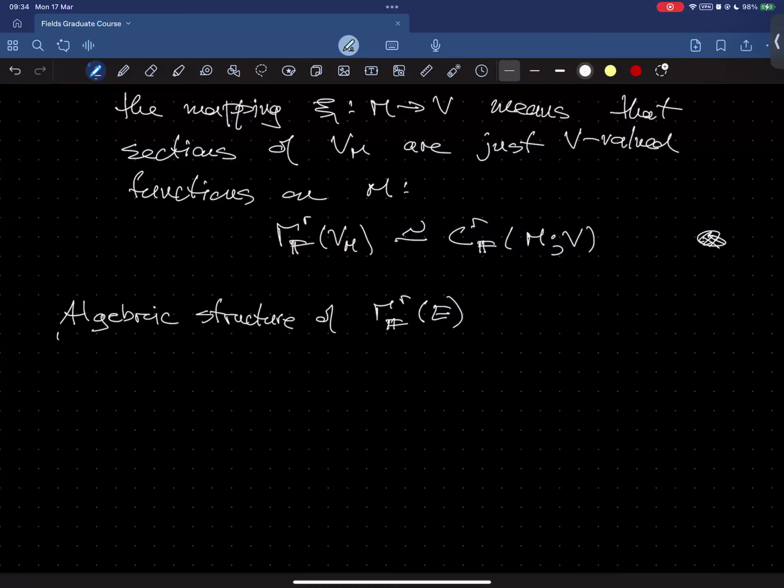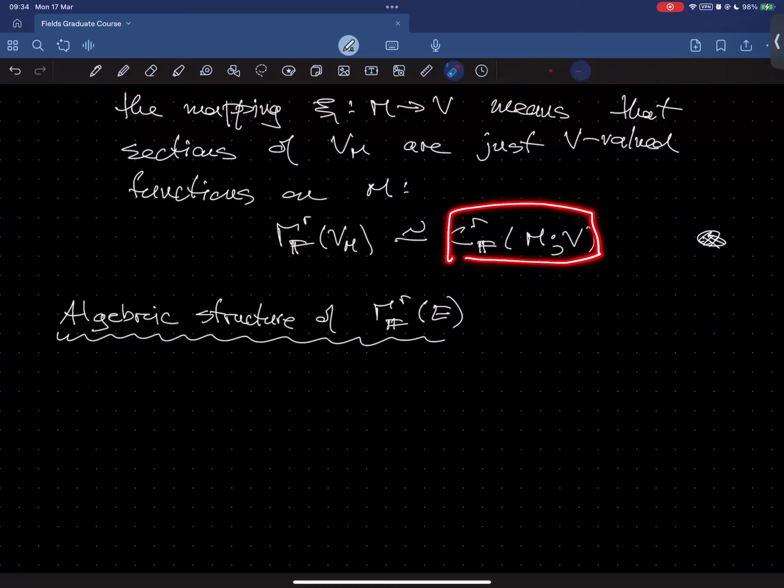All right. So we talked about the algebraic structure of this set, the set of vector valued mappings on a manifold. And we saw that this space had multiple algebraic structures. First of all, it was an F vector space. And second, it was a module over the ring of C^r functions on M. And this set has exactly those two structures as well, and they look exactly the same.